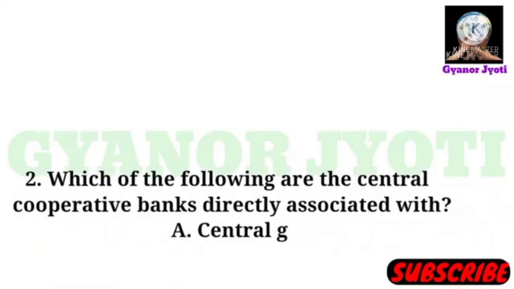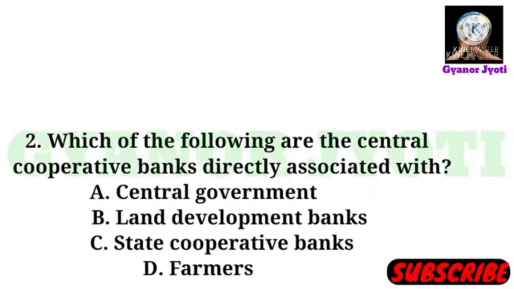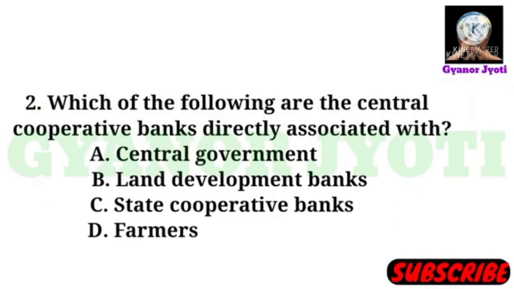Next, which of the following are the central cooperative banks directly associated with? Correct option is Option C. Option C is State Cooperative Banks. State Cooperative Banks are the central cooperative banks directly associated with. Option C is the correct.